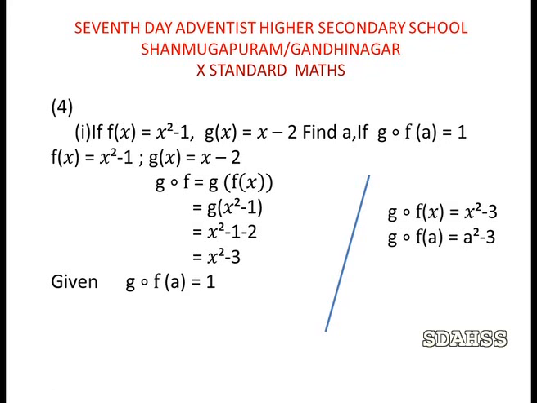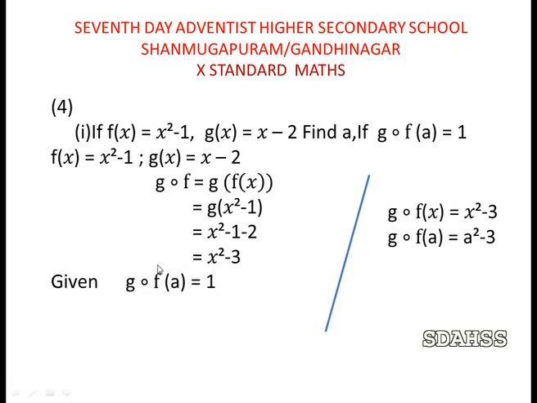Now g dot f of x is equal to x square minus 3. Now substitute x is equal to a. So you have g dot f of a is equal to a square minus 3. But the condition is g dot f of a is equal to 1.